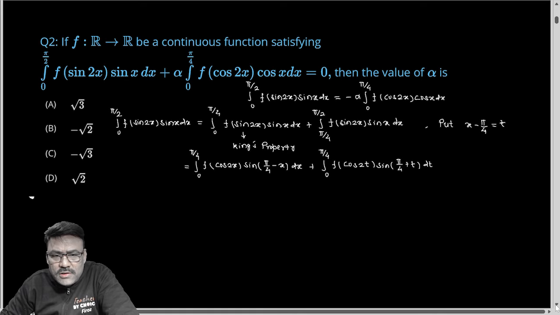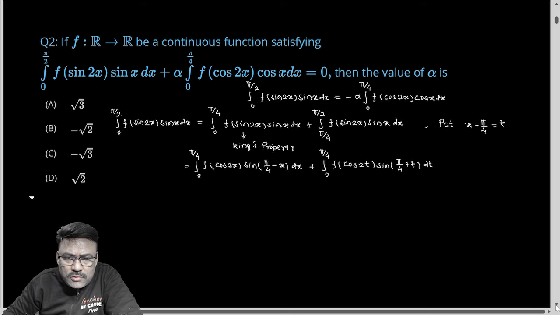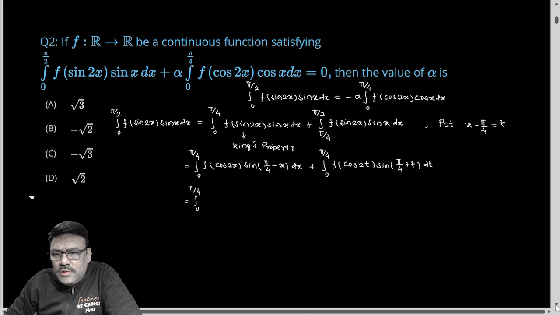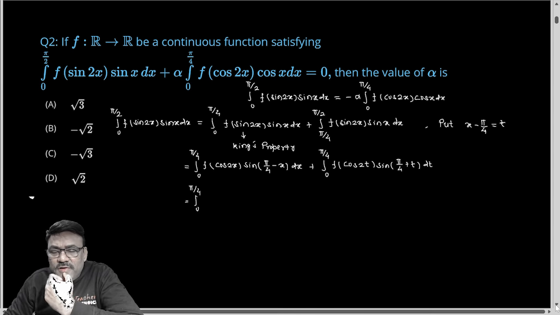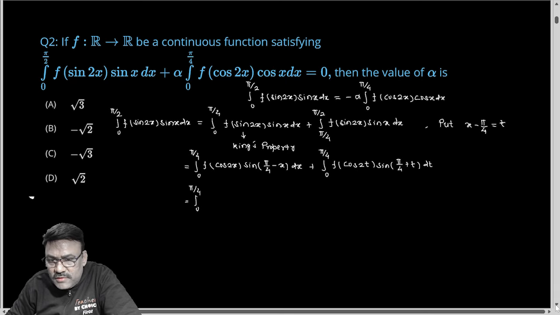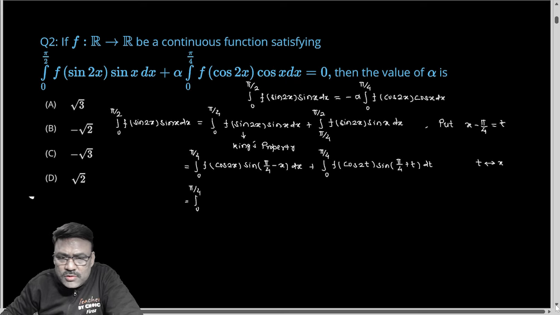Now both integrals are from 0 to pi by 4. So if I combine them, means if I add them, it is 0 to pi by 4. And see, the value of a definite integral does not depend upon the choice of the variable inside the integration. Means I take t here in the second integral or I take x here, it doesn't matter. Means in the second integral, even if I replace t with x, I will get the same thing. So just in the second integral, replace t with x.